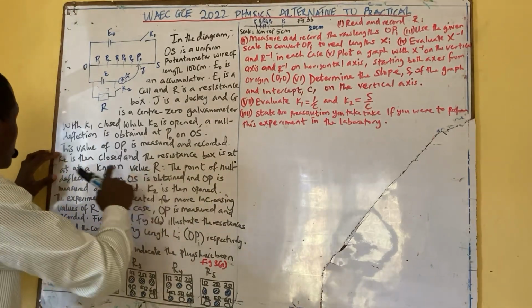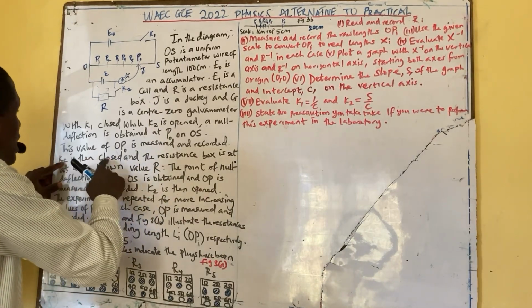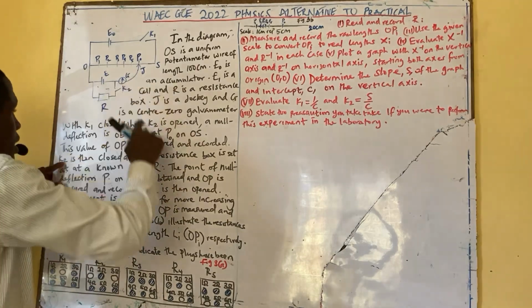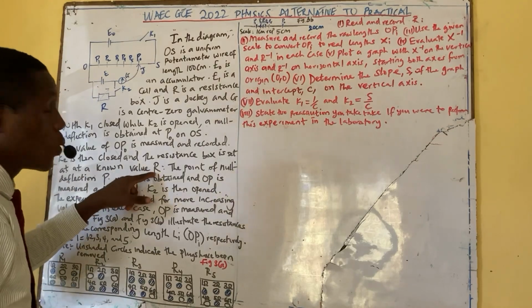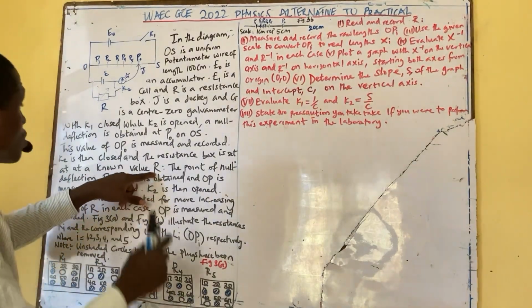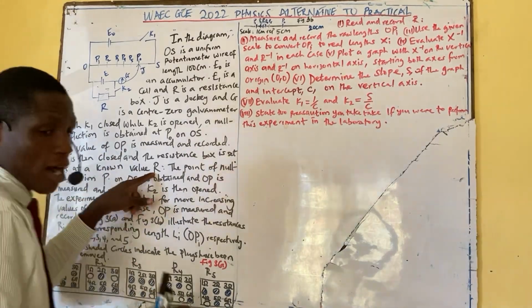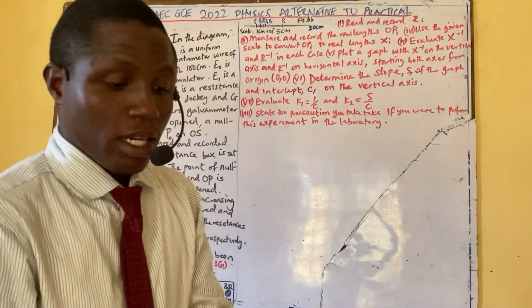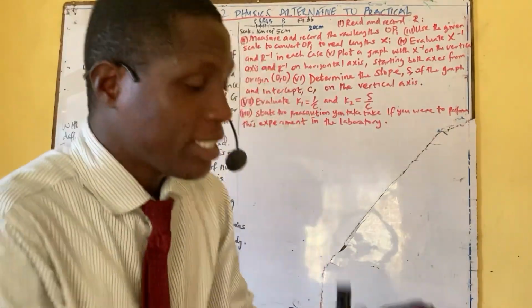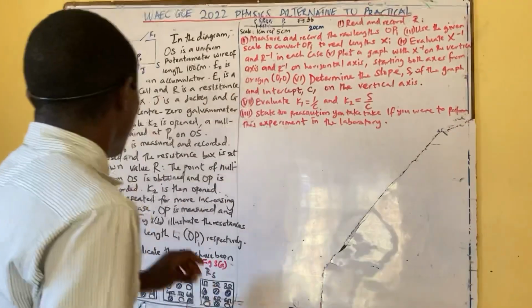And what else again? We are now told that K2 is then closed. Then this K2 was closed, and the resistance box is set at a known resistance R. Now, the resistance box was set to a known resistance value of R. Now let me show you something here. This is what it means to have a resistance box. And we are told that this resistance box was set to a known value of R. Now let's continue.